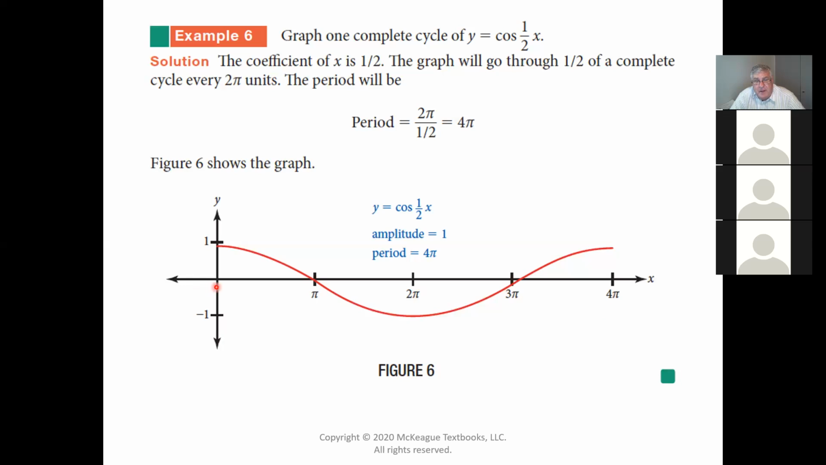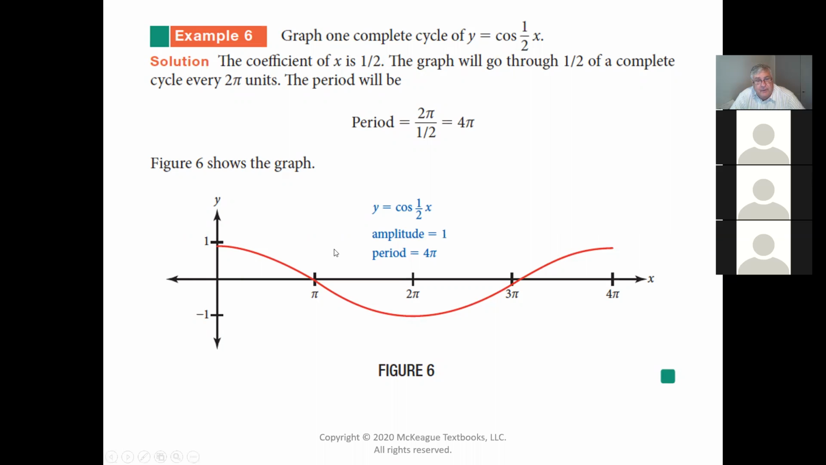Those are the 5 nice numbers that you always want to lay out on the x-axis to graph one period of a sine or cosine function. Notice the amplitude of this cosine function is still 1, because 1 is being multiplied by the cosine of 1/2 x. It's 1 out here, so the amplitude is still 1.